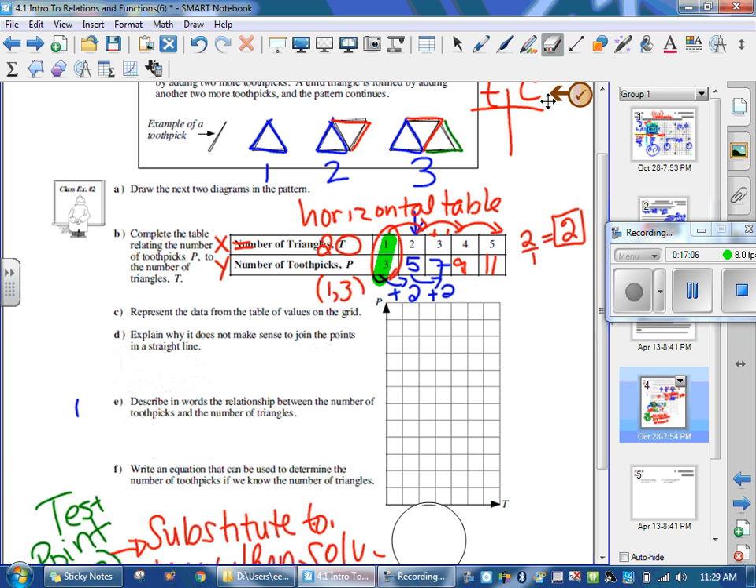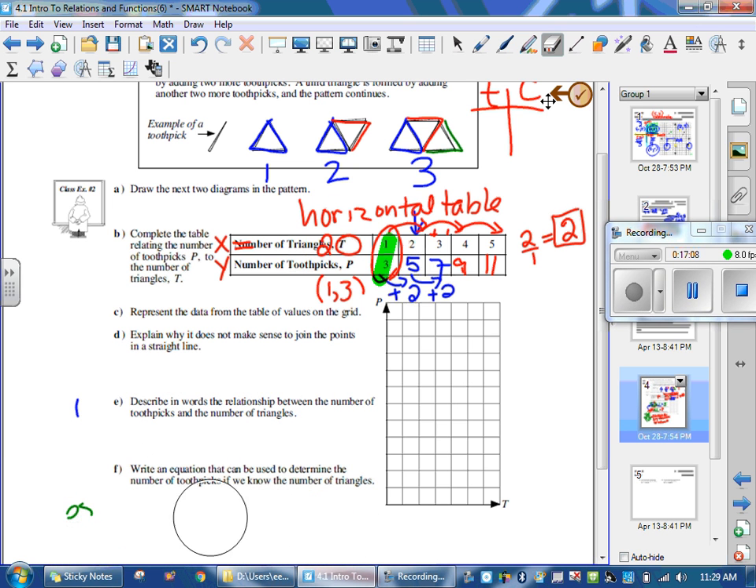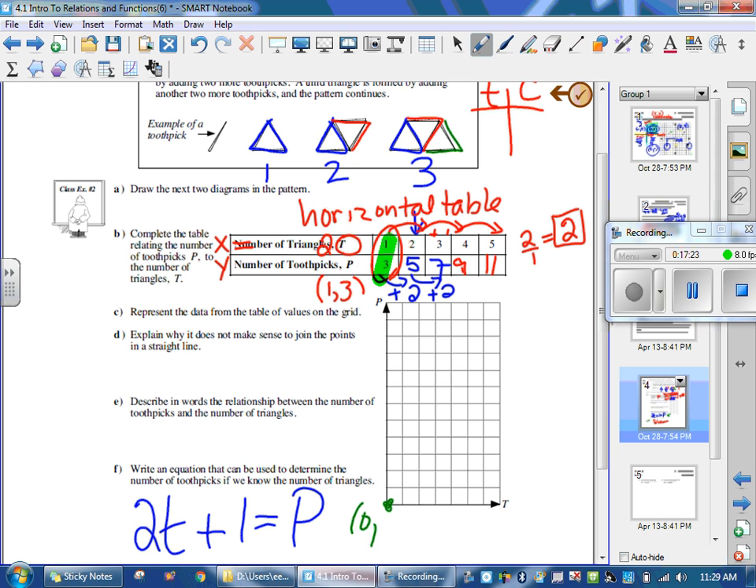All right. So I'll put my equation down that we found. 2 triangles plus 1 equals my toothpicks. All right. Plotting our points. There's my 0, 0. I do exactly what this tells me. I'm going to go 1 right, 3 up. 1 right, 3 up, I make my first point.